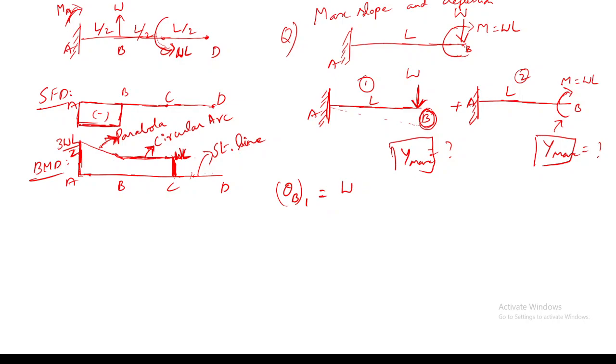So directly from the formula sheet, you can write separately what will be the values. So it will be WL square by 2EI. Okay.